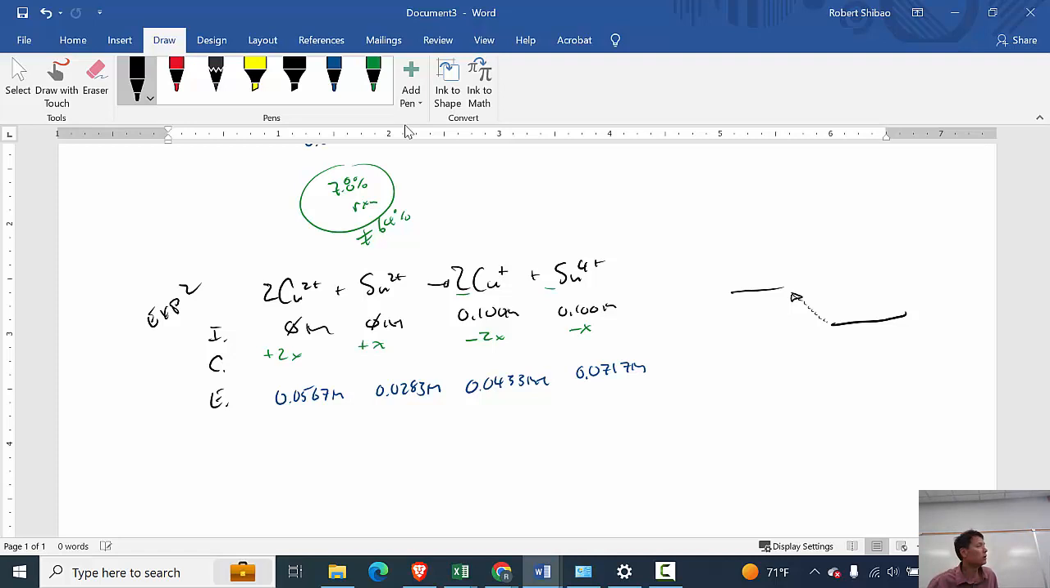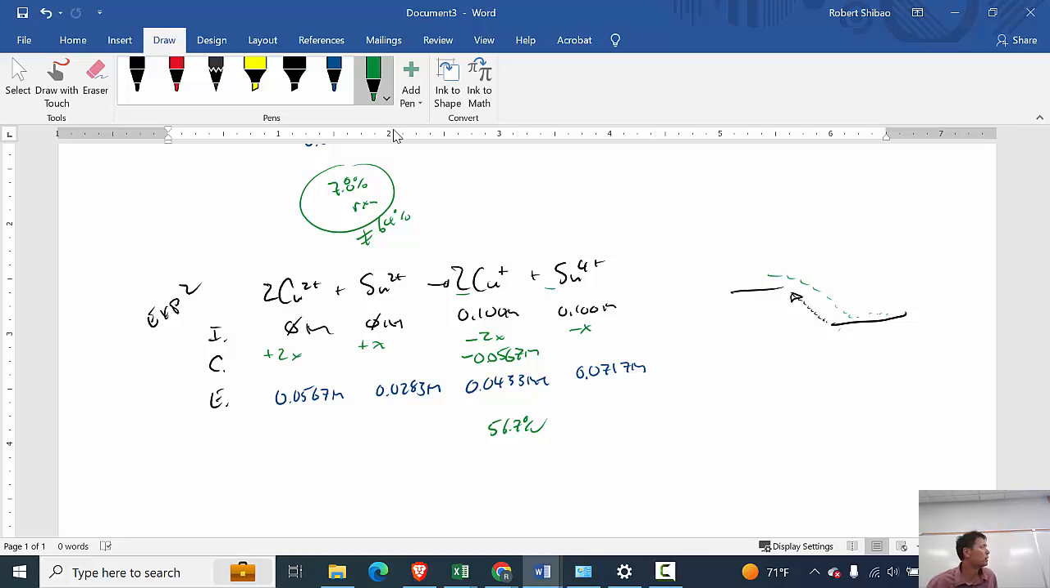And so let's see, our limiting reagent here, again, is copper. So let's figure out what 2x is. So how much did we lose here? This is minus 0.0567 molar. And so in other words, 56.7% made it back up the hill. 56.7%, that means less than 50% remain at the bottom. How could that be? Is this making sense to you at all?